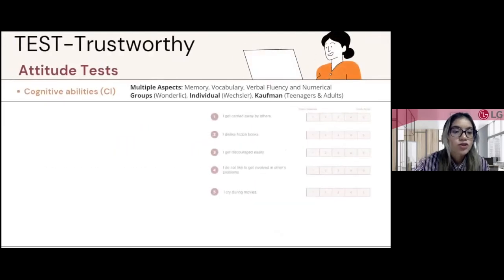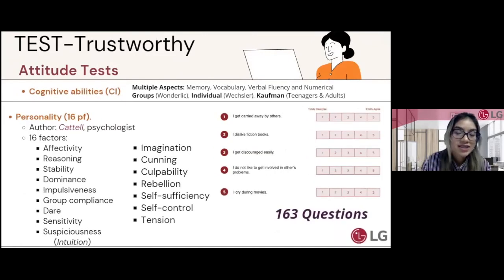Then we're going to move on to this aptitude test. There are two in terms of cognitive abilities as well as personality. Cognitive abilities tests, also known as IQ tests, can develop or measure multiple aspects such as memory, vocabulary, verbal fluency, and numerical evaluations. And it could be divided in tests like, for instance, the Wonderlic in groups, the Wechsler, which is an individual one, and finally, for teenagers and adults, the Kaufman.